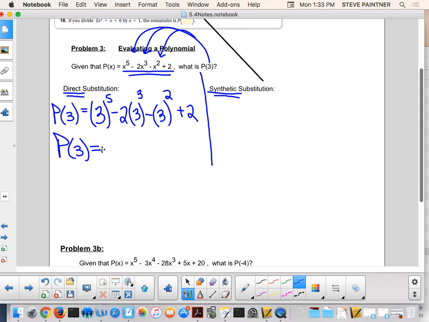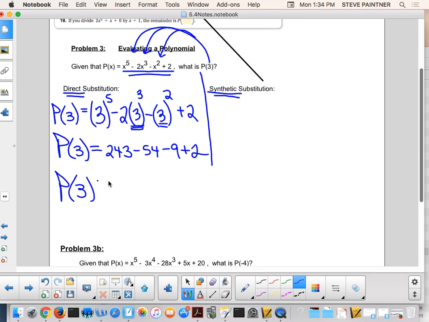All right, need some help. 3 to the 5th is what? 243. Okay. I know this 3, when you multiply is 27. 27 times negative 2 is negative? 54, yep. I know 3 times 3 is 9, minus 9. Plus 2. So I just did each term separately. What's the answer?